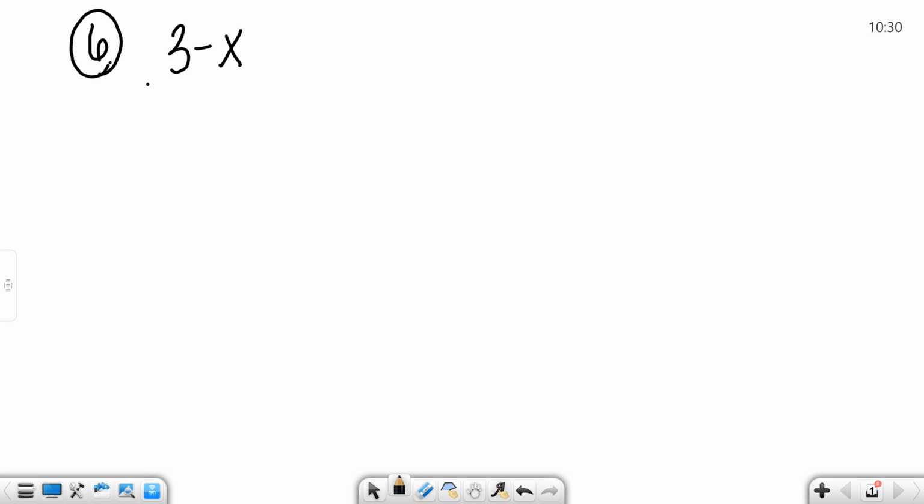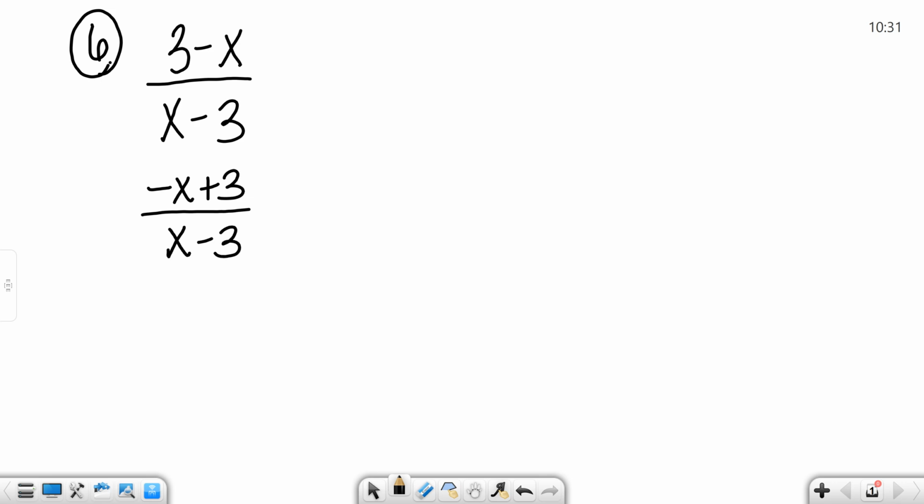Let's try one that looks a little bit different. Now this particular problem is a little tricky. They look really close to the same, but notice the numerator and denominator are backwards from each other. If I made them go the same direction, like if I put x in the front on both of them, then this would say negative x plus 3 in the numerator, and I just leave the denominator alone. So all I did here was rewrite the numerator. I didn't change anything other than the order that it was written in.